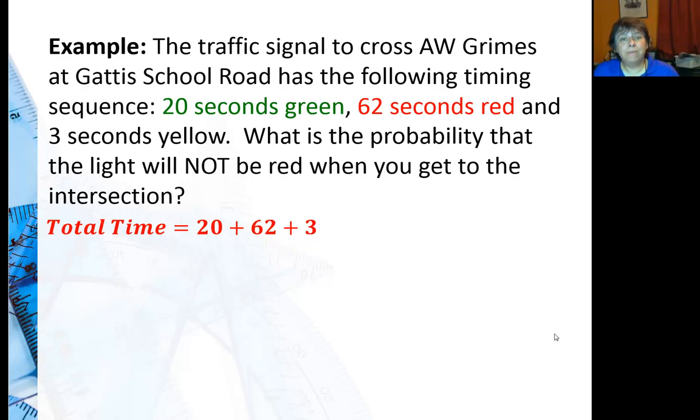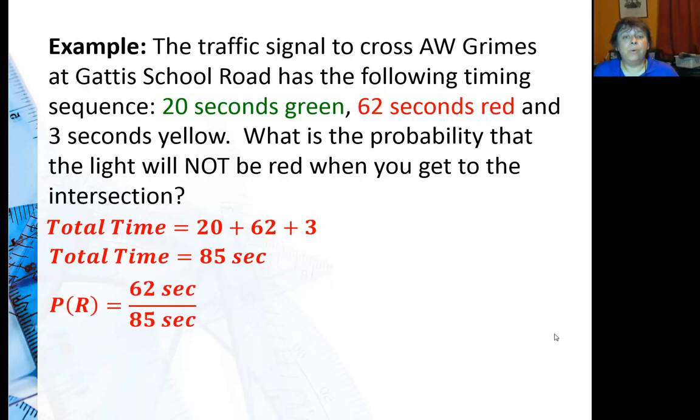Well, we still have to find the total time, which is 20 plus 62 plus 3. And what I'm going to do, there are a couple ways to do it. I could just add up everything that's not red and make a ratio from it, but I'm going to use the complement. So I'll find the probability it is red. So that would be 62 over the total, which is 85. And as a decimal, that's about 0.73, or 73 hundredths.